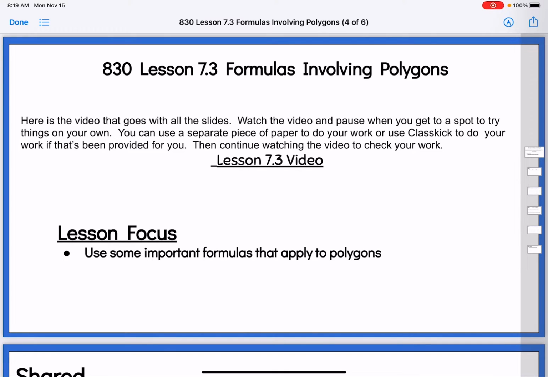For our next lesson in chapter 7, we are going to move past triangles, hooray! And we're going to move into all different types of polygons. We're going to talk about polygons that have all different sizes and talk about how to name them and then start to use some formulas with them. And we'll continue using some new formulas again tomorrow with 7.4 as well.